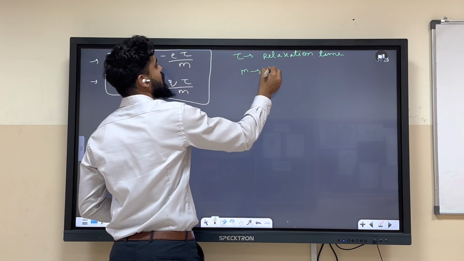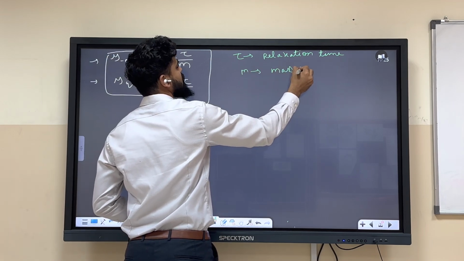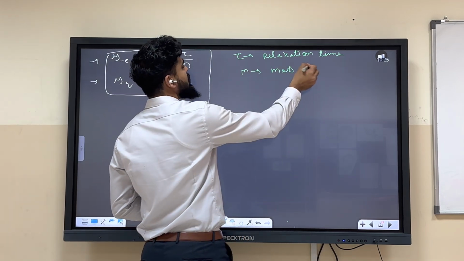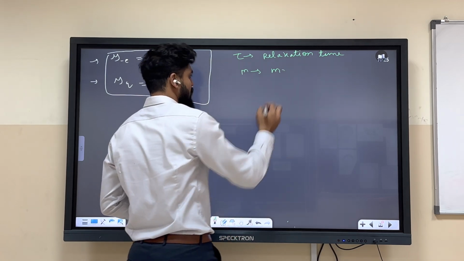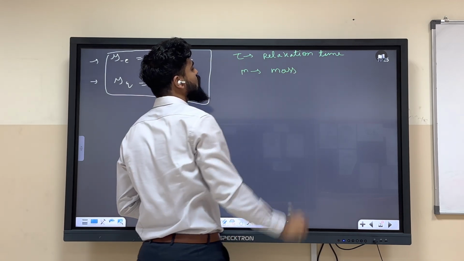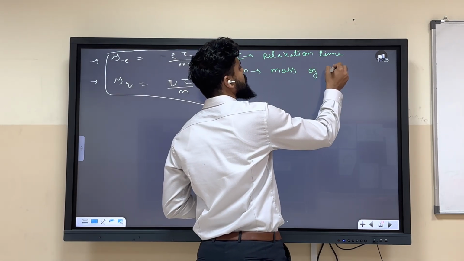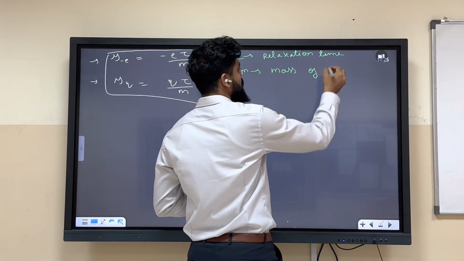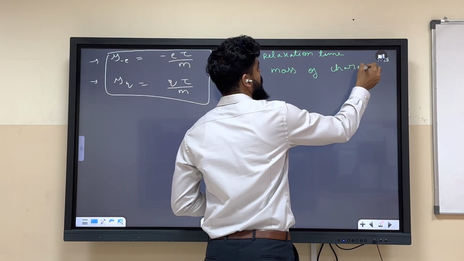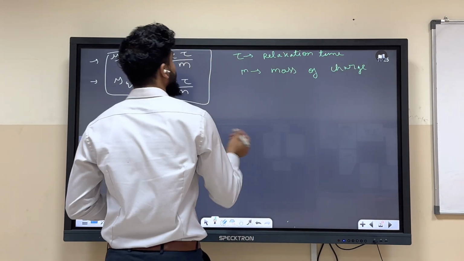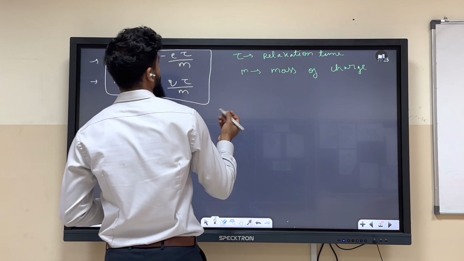M is the mass of the charge. Over here, your charge could be an electron, your charge could be anything. It could be a proton, it could be an alpha particle, anything like that. So M is the mass of the charge.